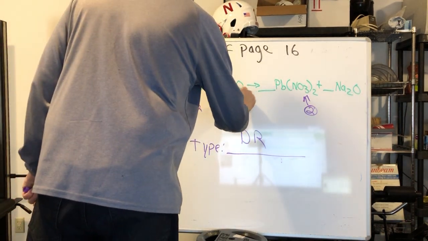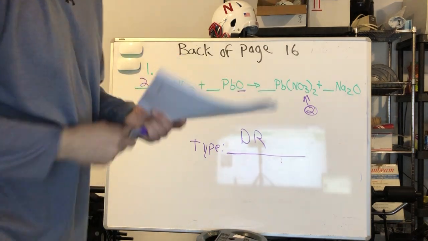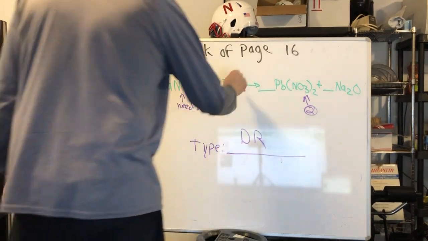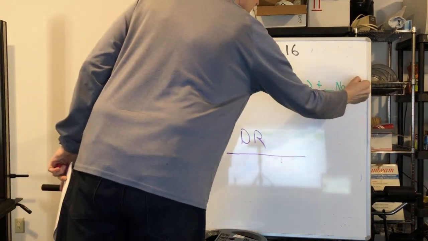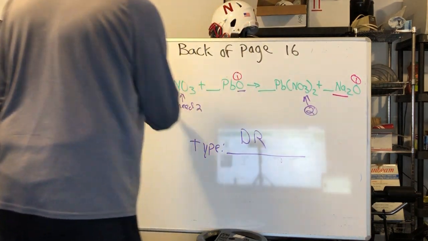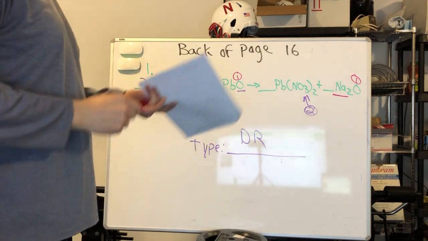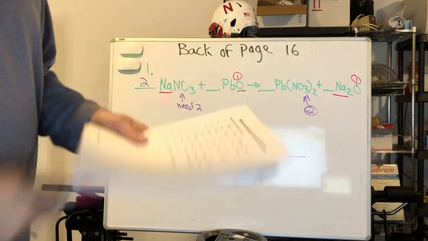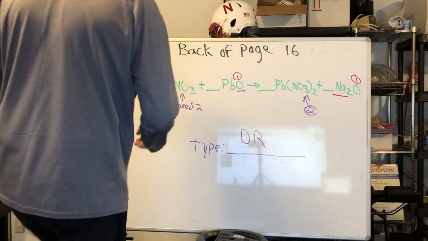Let's see, oxygen is 1. Change the color. Got 1 here, got 1 there. Sodium's good, and nitrate's good, and lead is good. That one's balanced and done. So we're on to the next one.